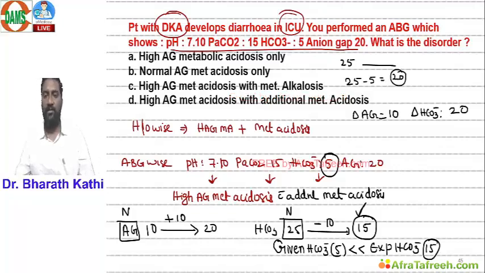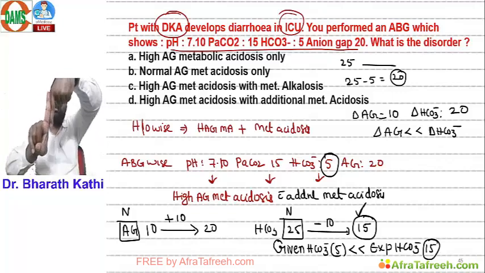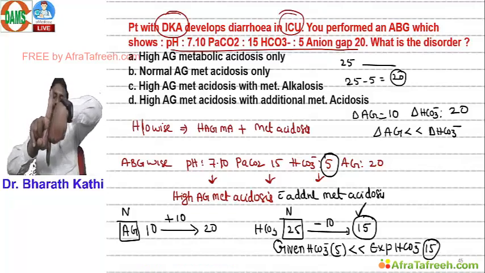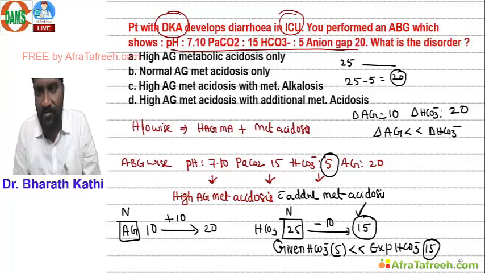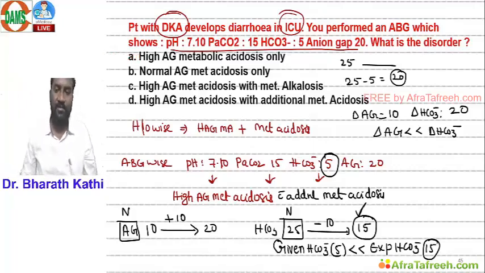So when compared to anion gap, there is an excess fall in bicarbonate. This is a situation where delta anion gap is less than delta bicarbonate. Whenever anion gap increases by this much, bicarbonate should also decrease by this much, but it has decreased excessively. Any excess fall in bicarbonate should be called an additional metabolic acidosis.